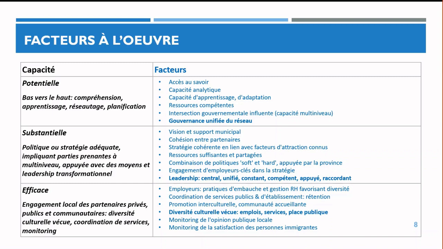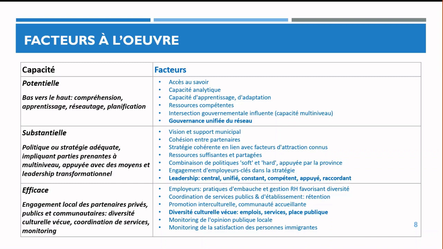A unified governance appears here as a key factor influencing the success of these processes. When we look at substantial capacity, we can see in the wording of an adequate strategy that it involves the stakeholders of all the different levels, including the government, and is supported by specific means in terms of resources and programs. A key takeaway here is the constant presence of a transformational leadership to rally the different actors between the different silos.